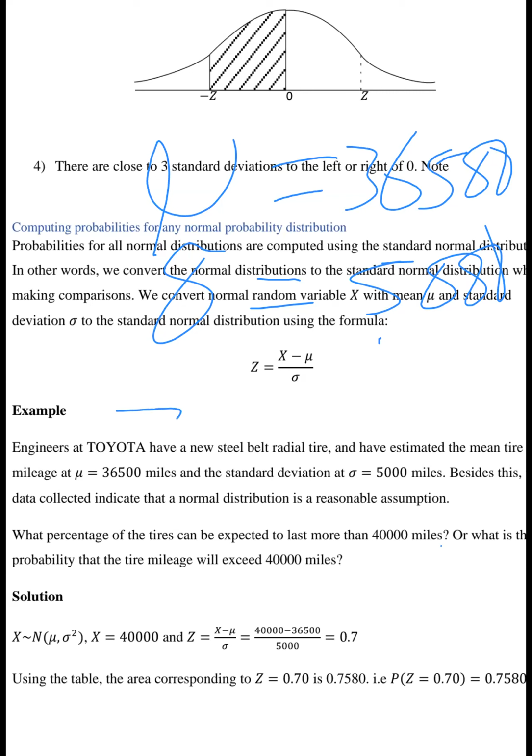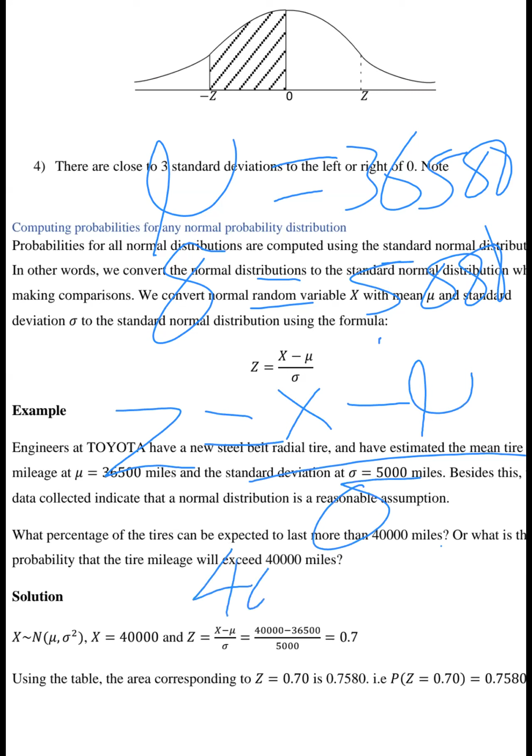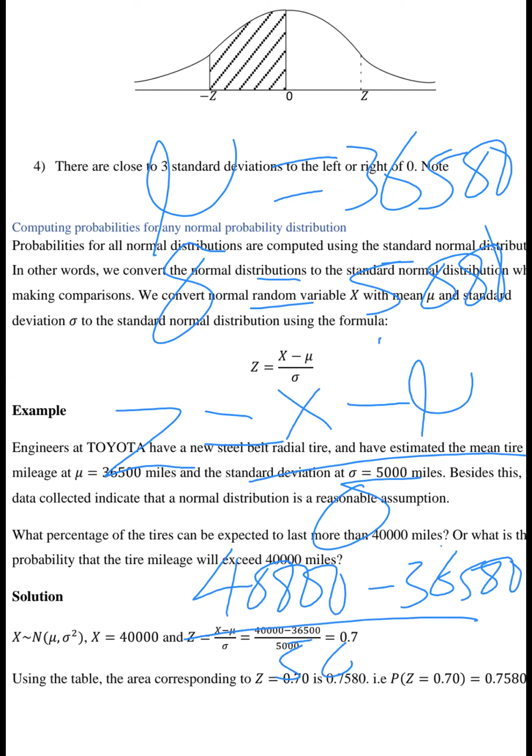So a z-score is given as x minus the mu over the standard deviation. Our x in this case is 40,000. So let's write 40,000 minus 36,500 all over the standard deviation of 5,000. That should be equal to 0.70. So we have calculated our z-score as 0.70.